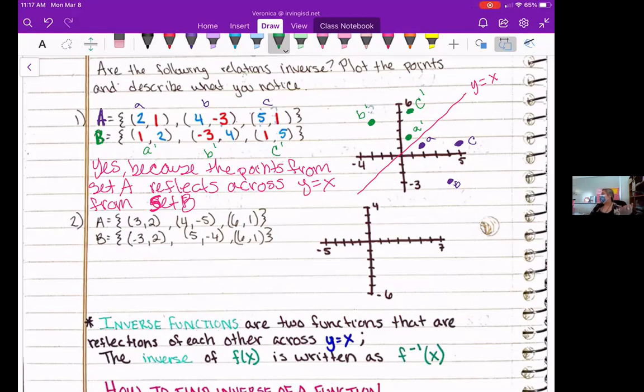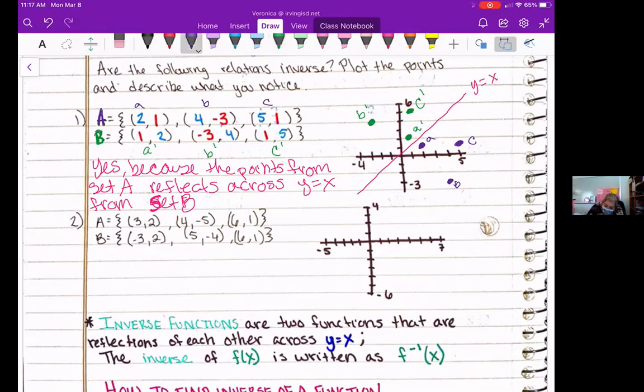They're opposites of each other, right? Adding and subtracting are opposites of each other. Multiplying and dividing are opposites of each other. So if two functions reflect across y equals x, then that means they're opposites of each other. So if you put them together, they would just cancel out and give you y equals x, or give you x.